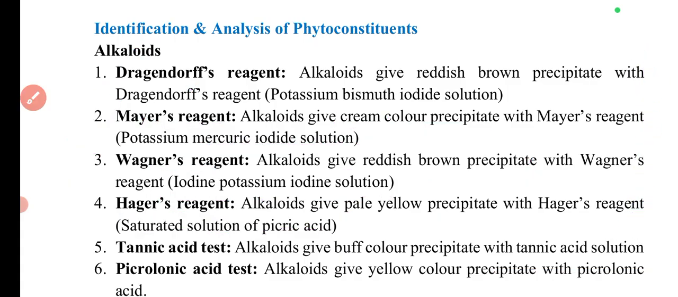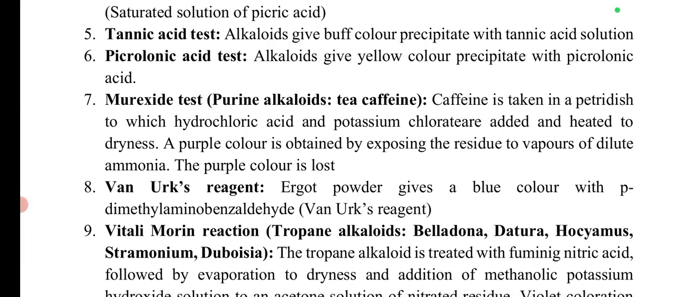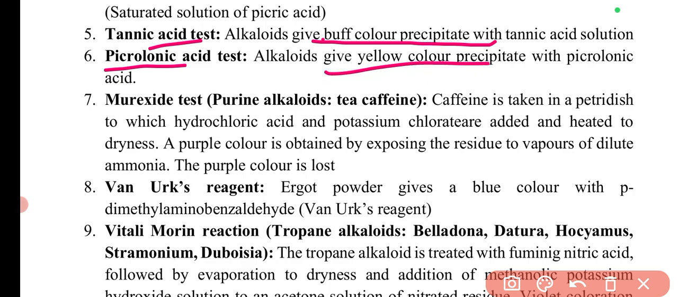Then we can move to the next test, that is the tannic acid test. It will produce a buff color precipitate, not that important. Then the picrolonic acid test, it is also not that important, but you can always remember the colors because similar type of things are there. It will produce a yellow color precipitate.